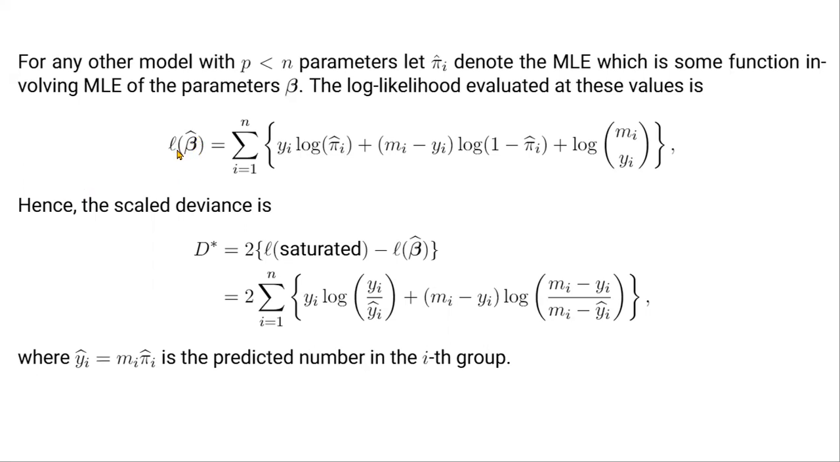So instead of the saturated model, for our model we replace that with beta hat. We've got these pi hats, which are functions of beta. So the scale deviance is written like this, just making a substitution. Now, why I'm writing it in terms of observations instead of pi_i is because you know the relationship between the observed counts and proportions for the binomial.